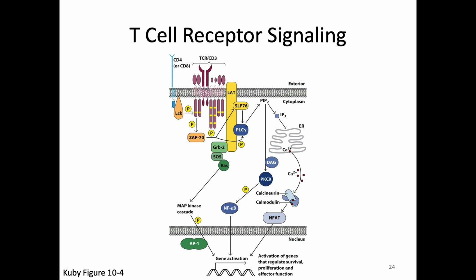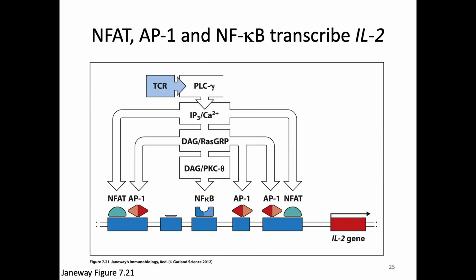And now, hooray, we have an NFAT, AP1, and NF-kappa B. The cell can be activated. The cell can make IL-2, which was our whole goal in this scenario.